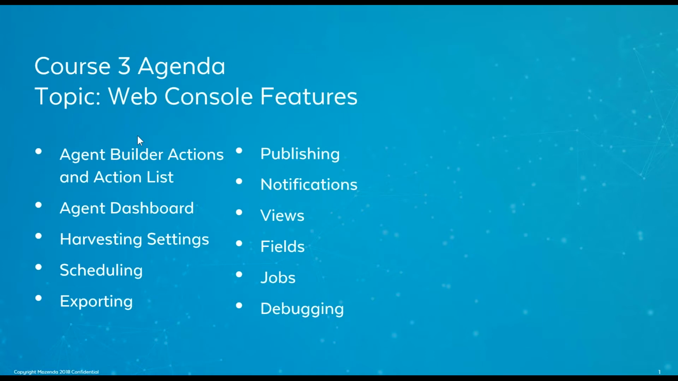We're going to spend a little bit of time in the agent builder looking at some of the actions in the action list and reviewing what they do. Just a brief amount of time on that. And then we'll jump straight into the agent dashboard and show you some of the abilities that you can do within there. The harvesting settings, scheduling, exporting, publishing, notifications, views, fields, jobs, and debugging.